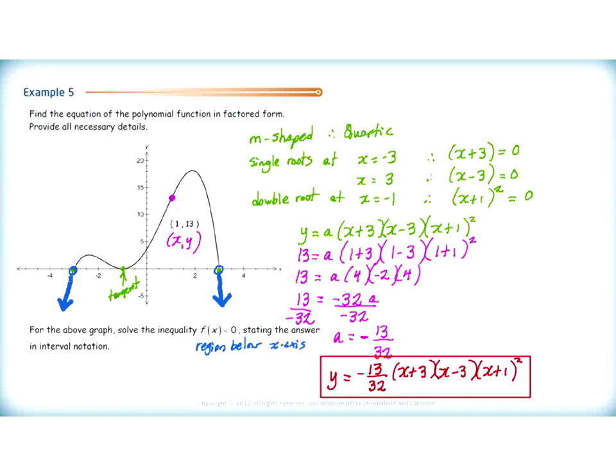So to write that as an interval, we would say that it's when x belongs to negative infinity comma -3 with a round bracket, union with 3 comma infinity, again with a round bracket. Because at x equals -3 and at x equals +3, the function is equal to 0 at those points. So the function will be less than 0 in the interval when x belongs to negative infinity, comma, -3, union with 3 comma infinity.